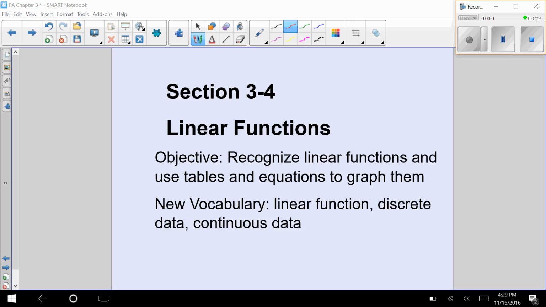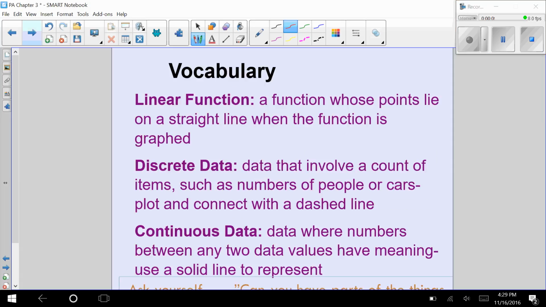Welcome to section 3.4, linear functions. Our objective today is to recognize linear functions and use tables and equations to graph them. Let's start with our vocabulary.